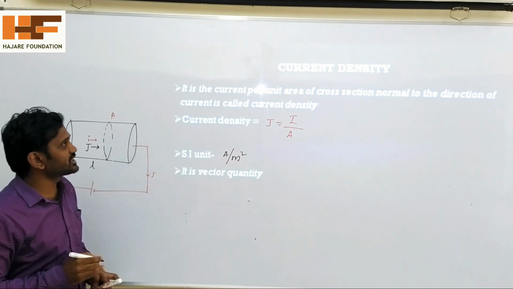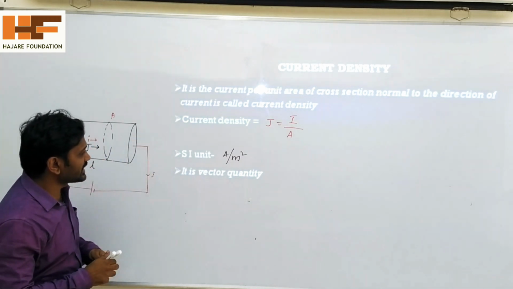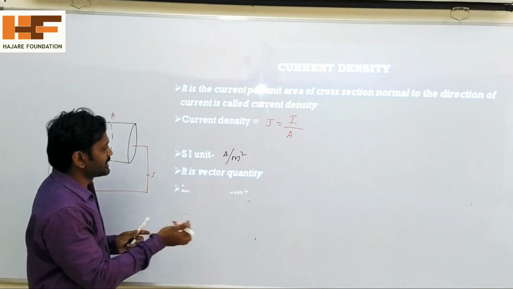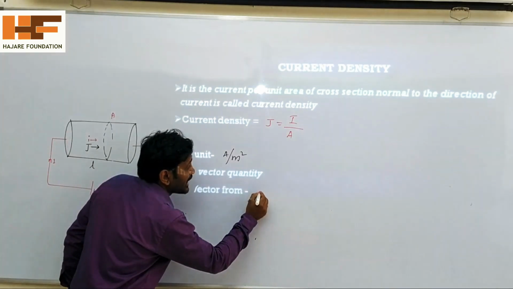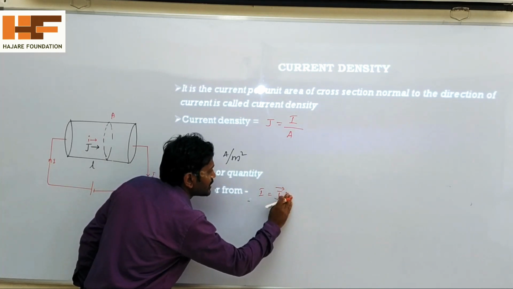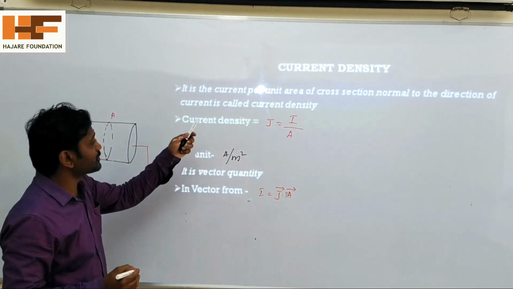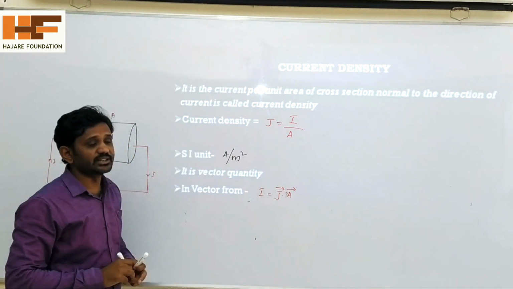Then how can we represent this current density in vector form? In vector form, I is equal to vector J dot vector A. It is the vector form of this current density.